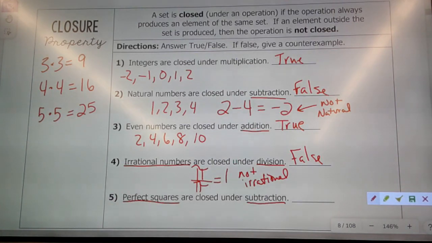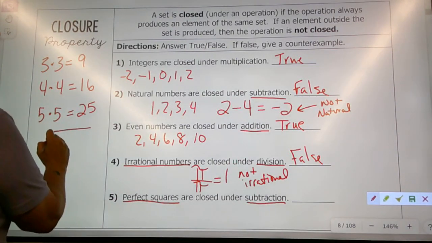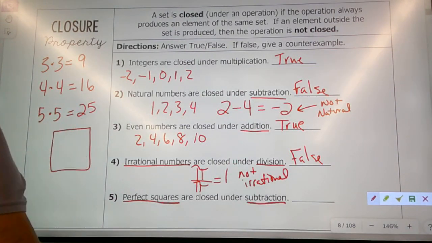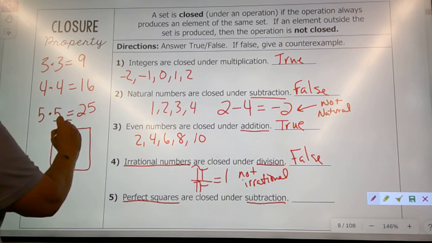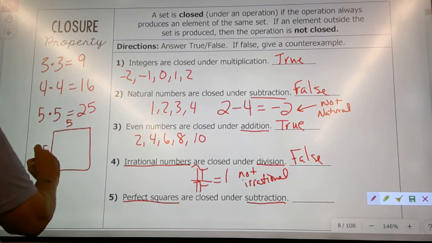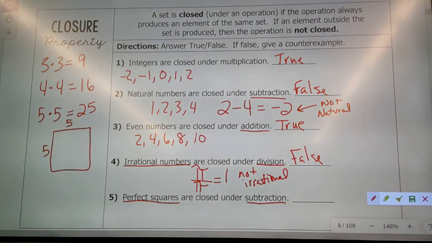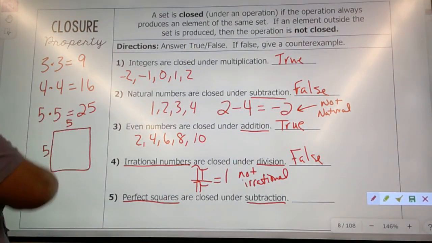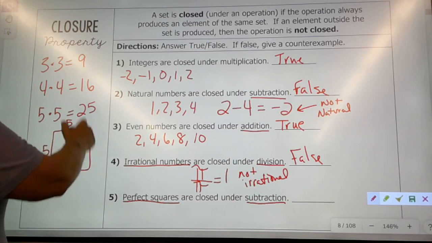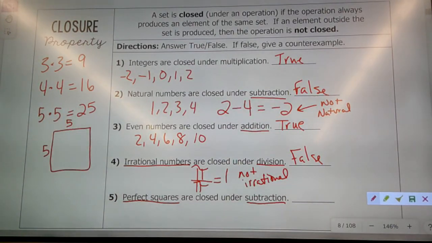Why do we call it a perfect square? I'll tell you why. If you draw a square and you say that this side is 5 and this side is 5, 5 times 5, you've got a perfect square. They are the same side length all the way around. They are all 5s. It is a perfect square. Thus, that's why it's called a perfect square.